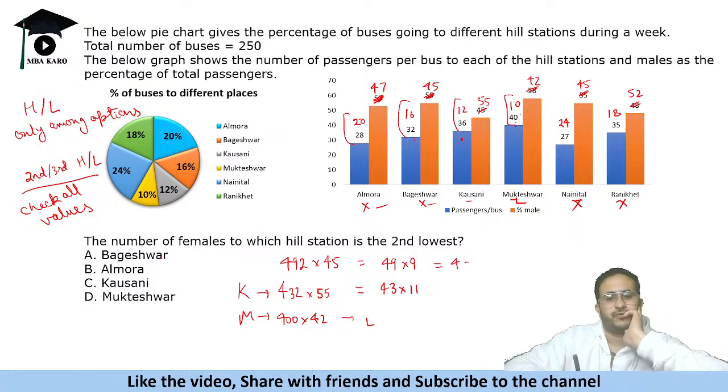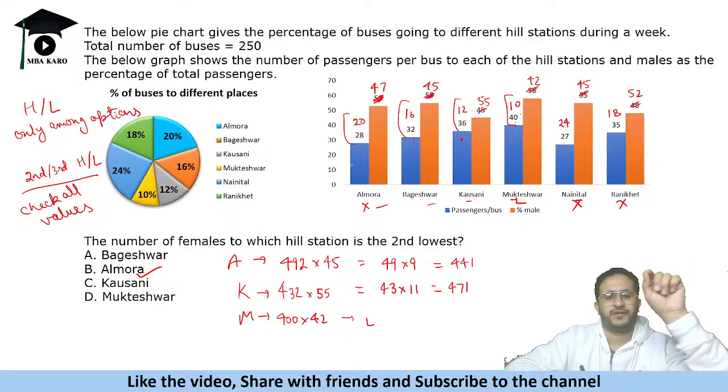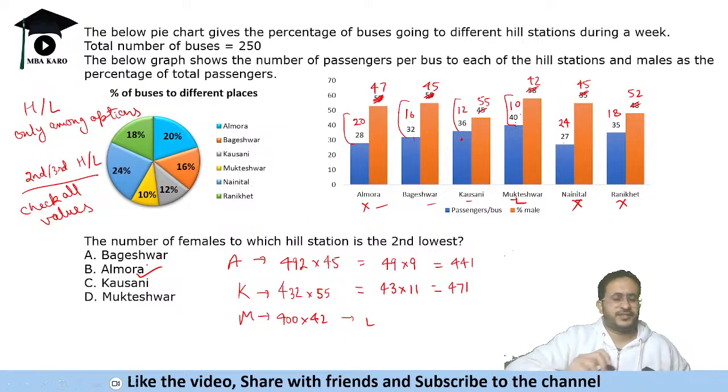49 into 9 is 441. So this turns out to be second lowest. So not this, Almora is the second lowest. Okay, although the total is less here, but it is 55% are female. Here it is only 45. So rough approximation gave us this answer.